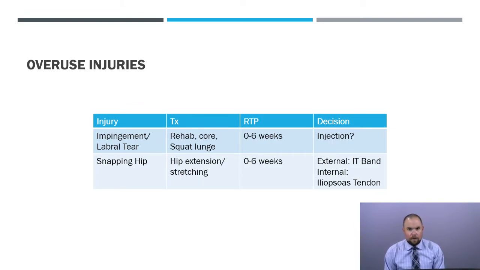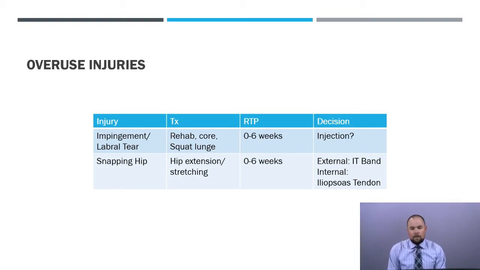Treatment, really, for the impingement and labral tear, we initially treat the same. It's really just a good round of core strengthening, hip strengthening and flexibility. So we utilize that in our rehab and try to strengthen up around the hip joint to prevent the pain. Typically these patients can return to activity without any issue.